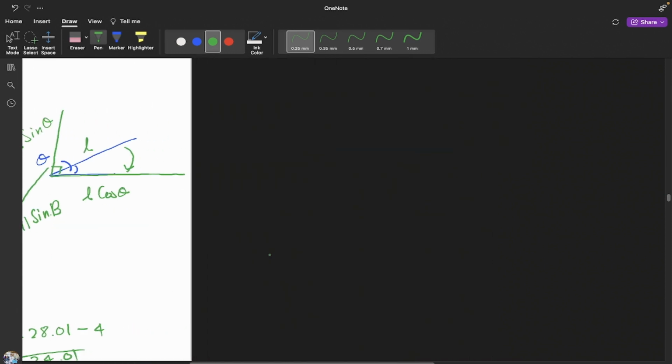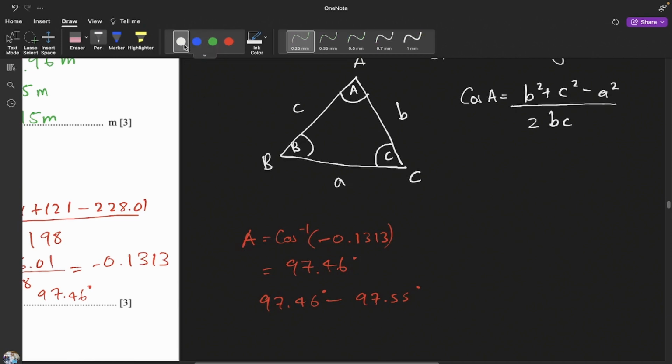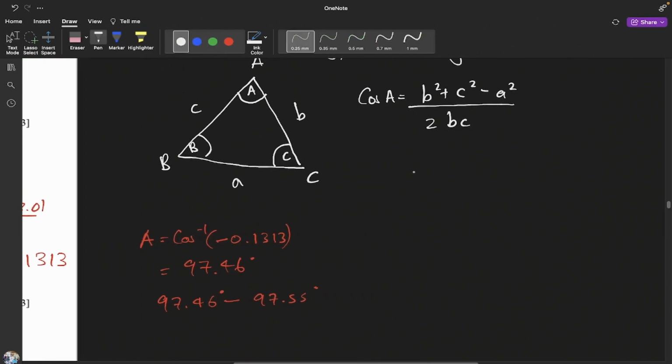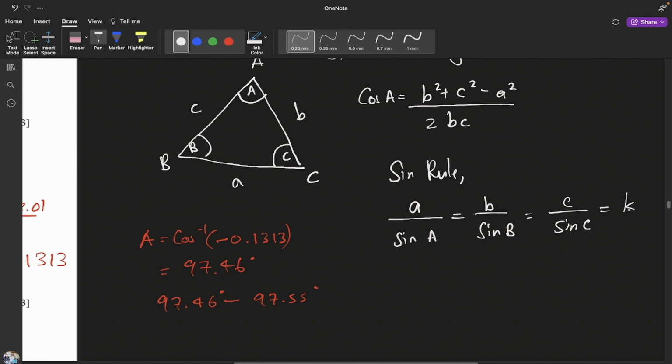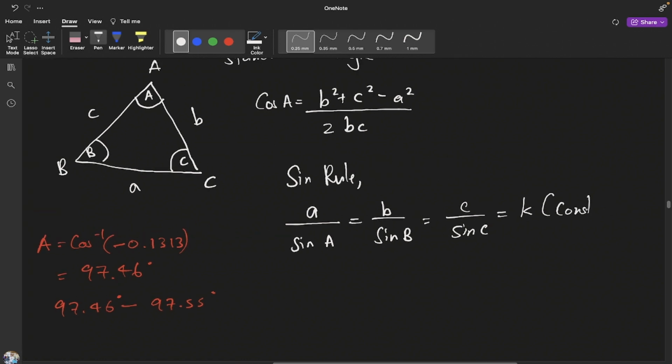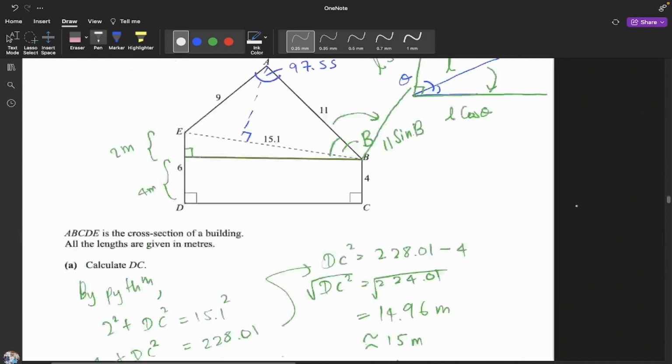For this, you can use the sine rule. Let's go to this triangle again. In the sine rule, the concept is side over the sine of the opposite angle is equal to the next side over the sine of its opposite angle in the triangle, and all of these are equal to a constant. We can name the constant whatever we want. It is a constant.